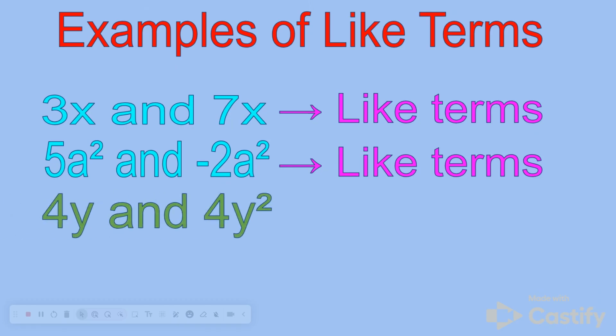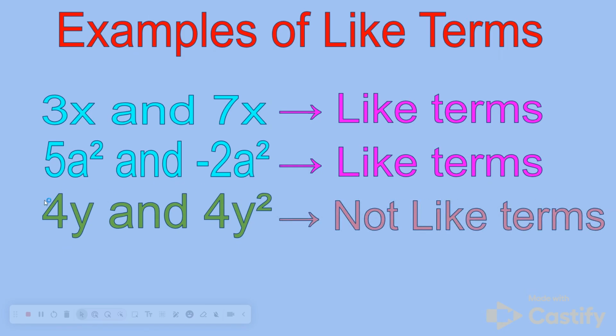Okay, on the other side of that, 4y and 4y squared. Okay, these both have y, but because one's y to the first power, one's y to the second power, they do not have the same variable and same exponent. These are not like terms. The 4's have nothing to do with if it's like terms or not.